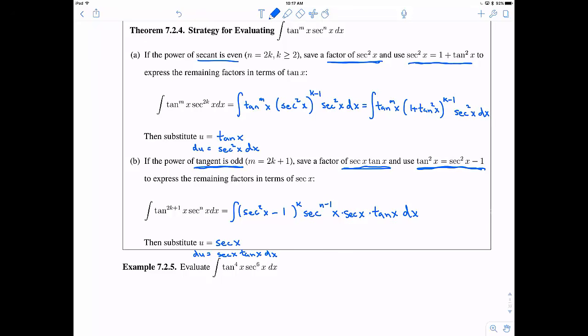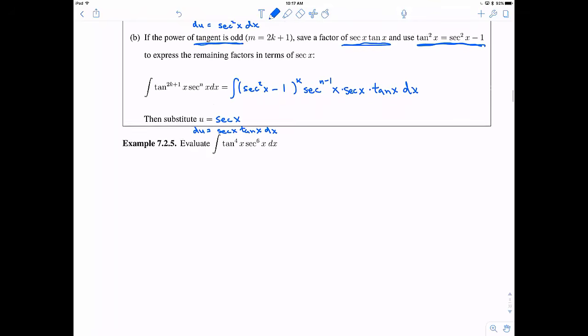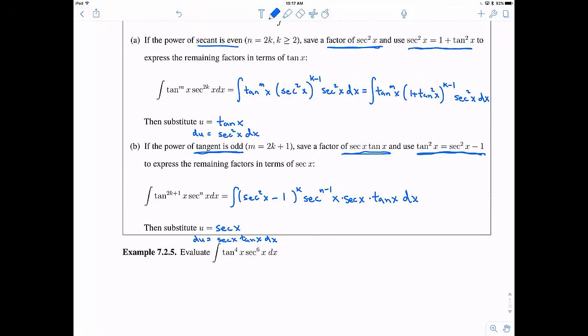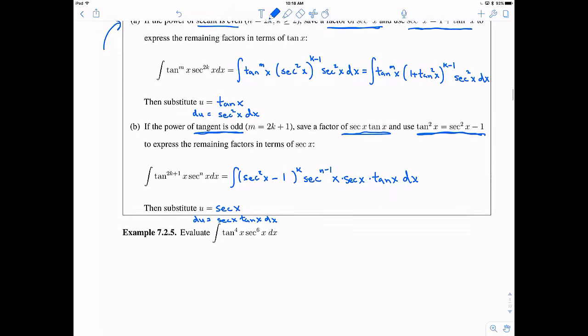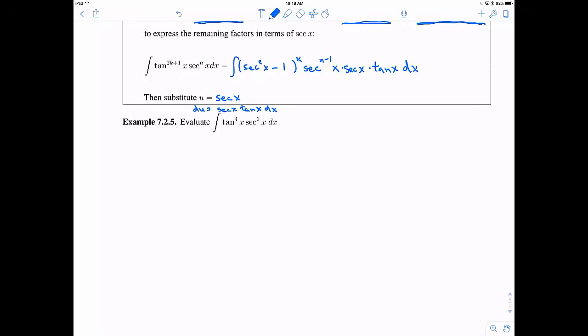Again, I think this is kind of confusing. This is the strategy for the general form, but let's use something concrete. Let's do an example. I have tangent to the 4th of x times secant to the 6th of x dx, and I have to decide which kind of situation I'm in. It looks like I'm in the first, so secant is even here. My idea is that I want to keep one secant squared around to be used by my du, and the rest of them I'm going to turn into u's, so tangent of x. So u is tangent of x, du is secant squared.